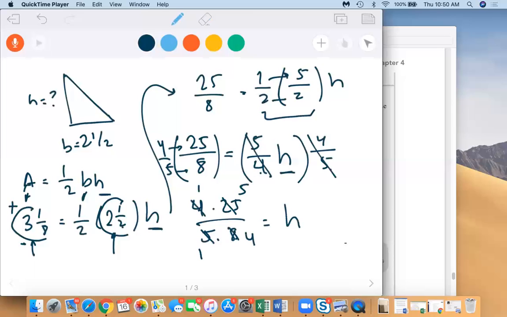Well, isn't this ironic, huh? So we end up with 5/4 equals h. Hold on. Let me check something really quick, because that doesn't work. Hold on.